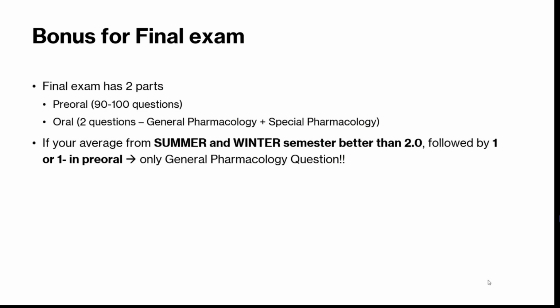questions. So if your average in the summer and winter semester is better than 2.0, keep in mind that the condition to pass is 3.0, but if it's better than 2.0 and it is followed by a 1 or a 1 minus in the pre-oral that you have during your final exam, then you only get to draw a general pharmacology question. You basically cut your exam load during the final exam in, well, I wouldn't even say half, I would say you cut 70 to 80% off your exam.